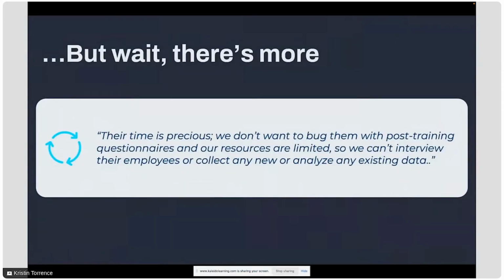But wait, there's more. So the stakeholder comes back to you and says, their time is precious. We don't want to bug them with post-training questionnaires, and our resources are limited, so we can't interview their employees or collect any new or analyze any existing data. Well, that makes it more difficult, right?